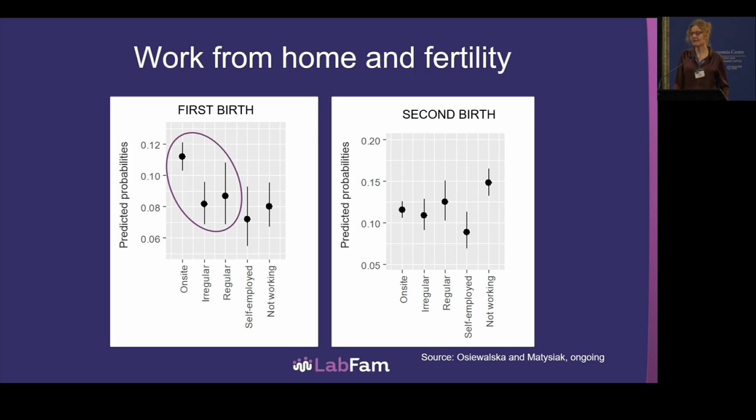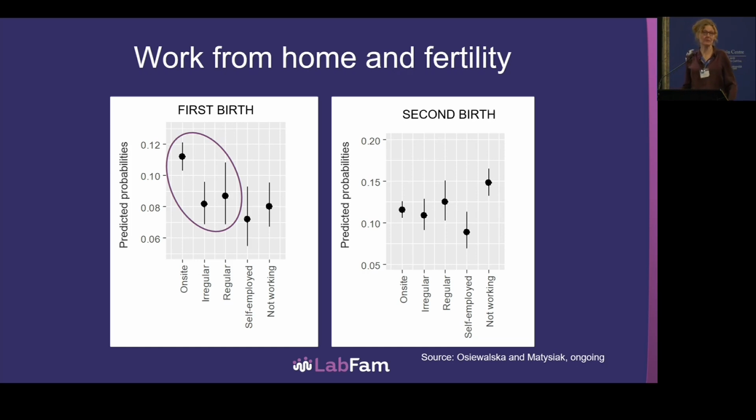So basically you can see that when it comes to the first birth, these are predicted probabilities. Persons who work on site are more likely to have a child, and those who work from home, either regularly or not, are less likely. For the second birth, we don't find anything.